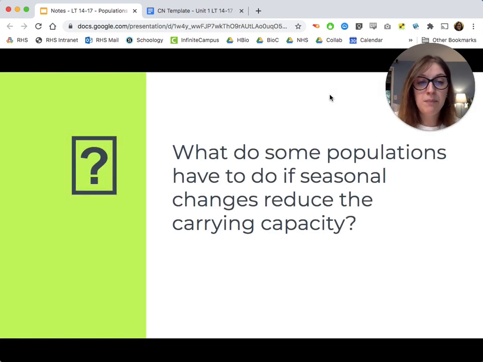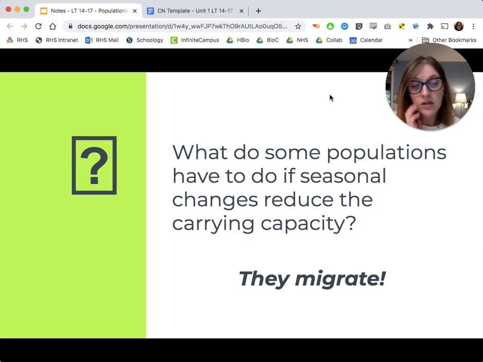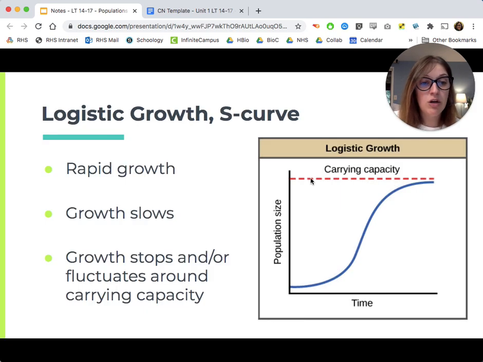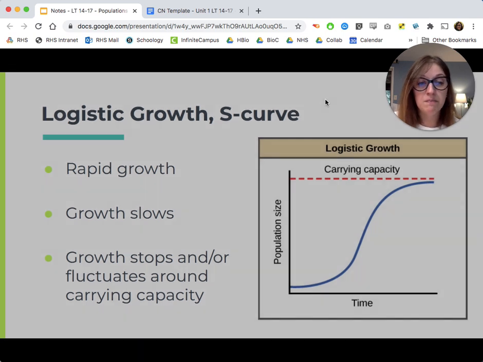So what do some populations have to do if seasonal changes reduce the carrying capacity? I unfortunately already answered that question. They have to migrate. So the idea here is that carrying capacity can change. So if this carrying capacity rapidly decreases, well, we're going to see a death of individuals and or they're going to have to leave and go somewhere else.